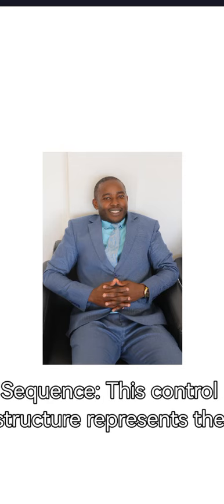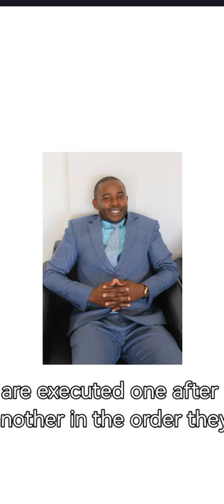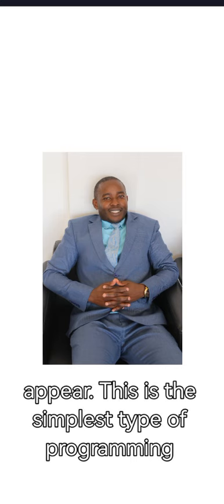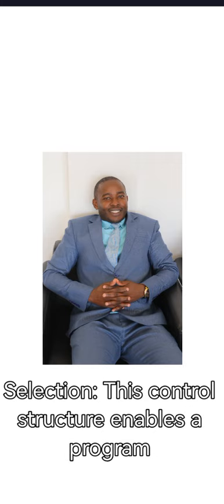Sequence. This control structure represents the linear and sequential execution of code, where statements are executed one after another in the order they appear. This is the simplest type of programming control structure and forms the foundation of most programs.